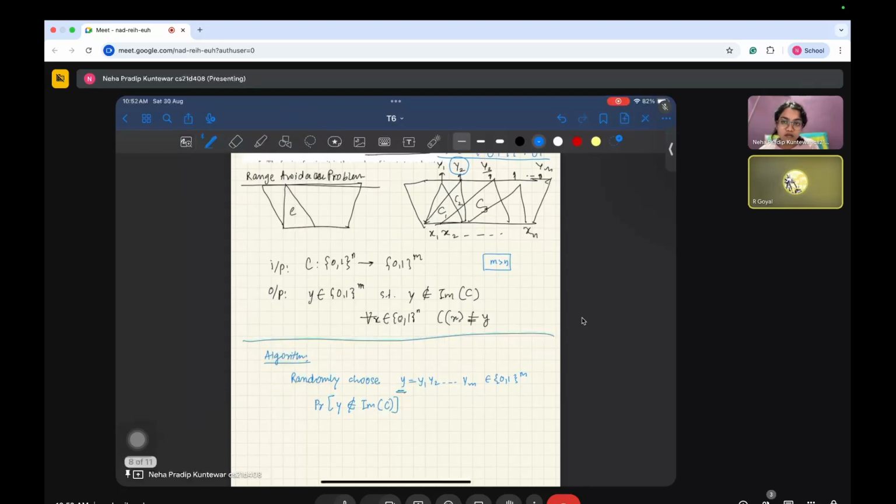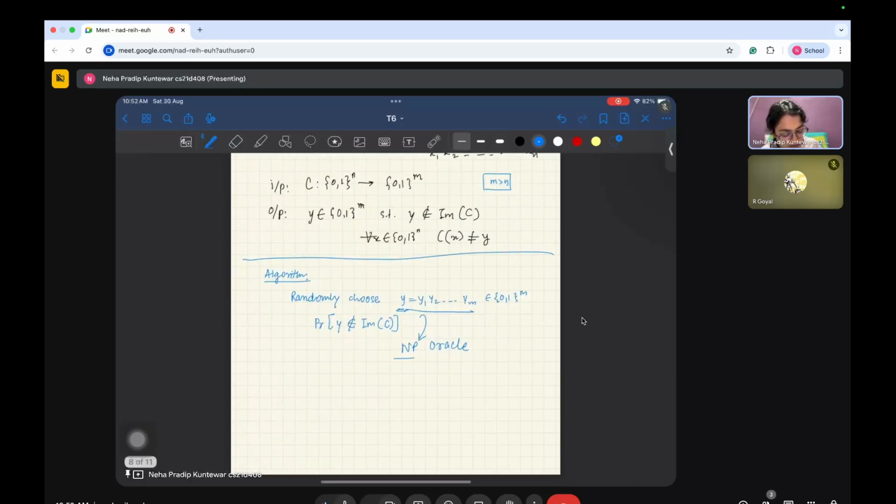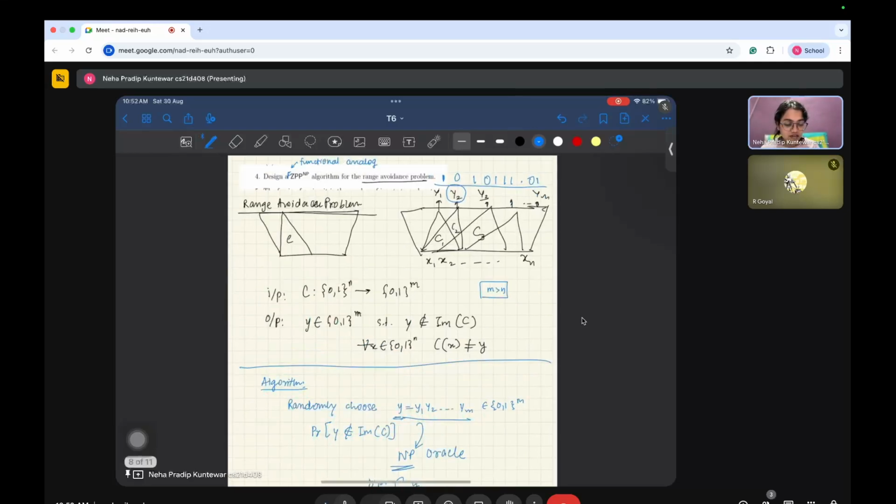So how do we take the help of the oracle then? To make sure whether y is in the range or not, this is where we'll actually need the NP oracle. So how will it tell? What will be a certificate? The input is a circuit C and a y, and you have to say yes if and only if y is in the range. So what is the certificate that y is actually in the range?